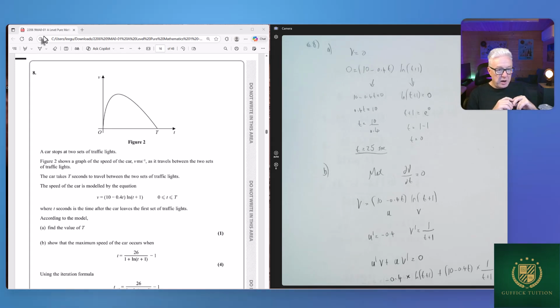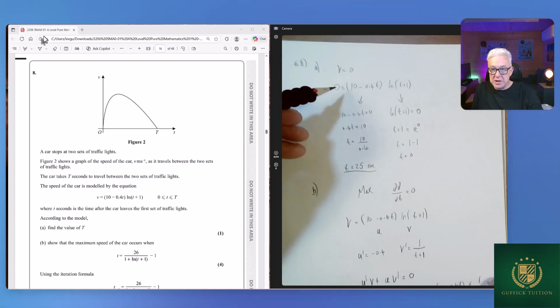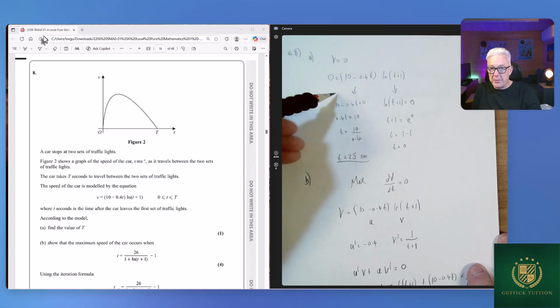The speed of the car is modelled by the equation v = (10 - 0.4t) ln(t + 1), where t is less than the capital T but greater than 0. Find, according to the model, the value of T. So we can see from the graph that at the value of T, the velocity is equal to 0. So we're going to set v equal to 0 in our equation and see what happens.